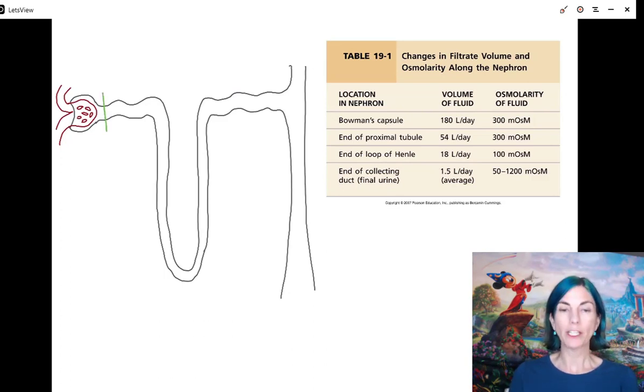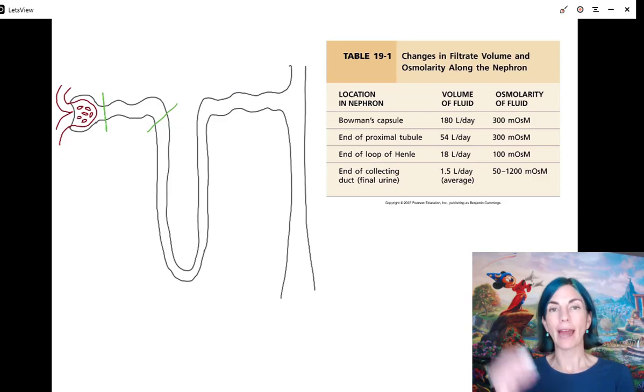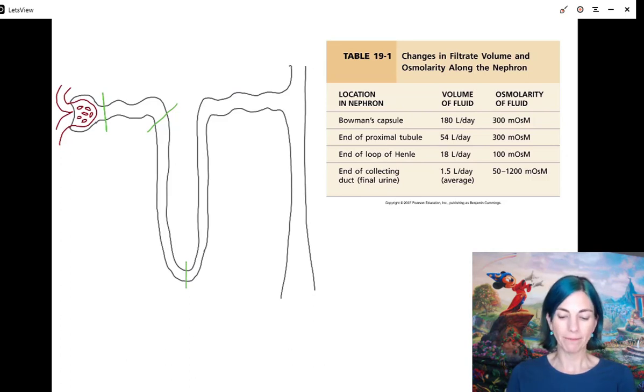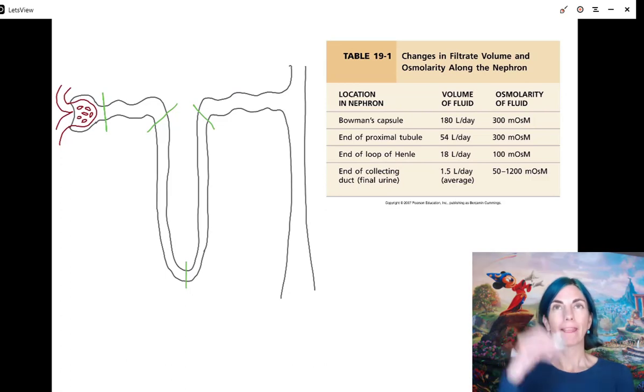So I'm going to put one checkpoint there. I'll put another checkpoint as we leave the proximal tubule and enter the descending loop of Henle. I'll put another checkpoint at the bottom of the loop of Henle, and another one as we come back up towards the distal tubule, and then finally one down here as we leave the collecting duct and enter a minor calyx to become urine.